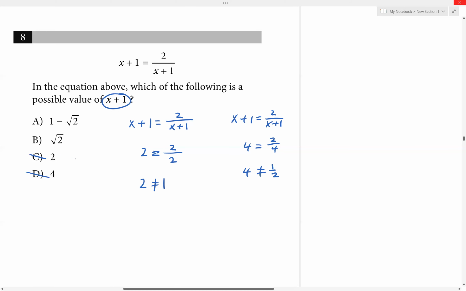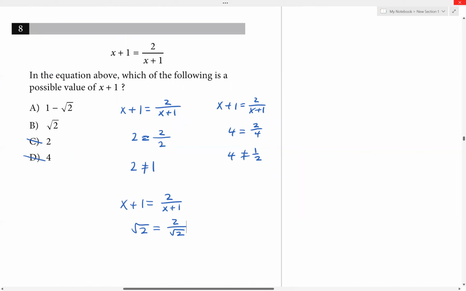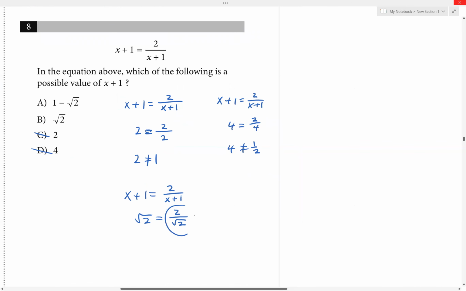Let's start with the easier one. Out of these two, the easier one is the square root of 2. So we're going to replace x + 1 with the square root of 2. We get square root 2 equal to 2 over square root 2. You could use a calculator for this: type in 2 divided by square root 2 on the right side and see if it's equal to square root 2 on the left.